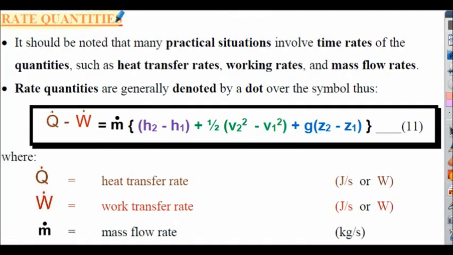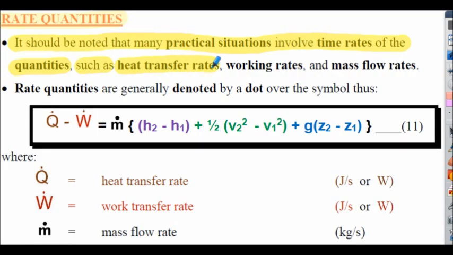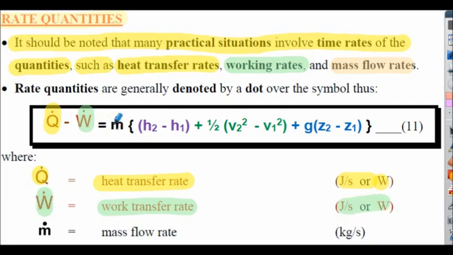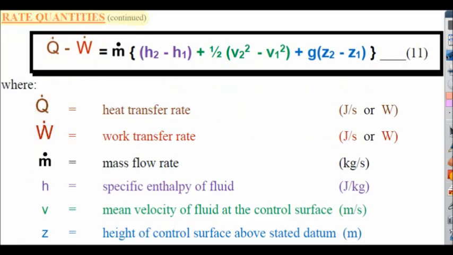Let's consider rate quantities. It should be noted that many practical situations involve time rates of quantities such as heat transfer rates, working rates, mass flow rates. These are shown in equation 11 here. Q dot is the heat transfer rate, having the unit of the joule per second or watt. The work transfer rate, W dot, unit shown here. And the mass flow rate, m dot, having a unit of the kilogram per second. Rate quantities continued. Here's equation 11 repeated for convenience, showing the full nomenclature and units used.